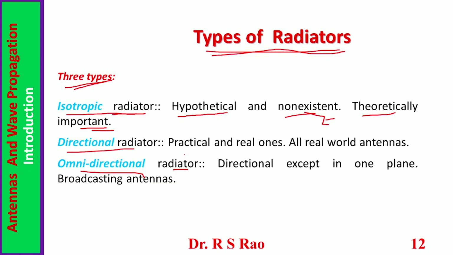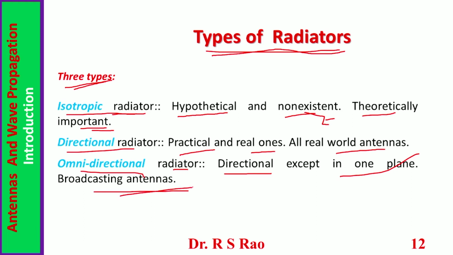A directional radiator is a practical and real one. All real world antennas belong to this category. Directional radiators. Omnidirectional radiator. It is directional except in one plane. Example is broadcasting antennas.